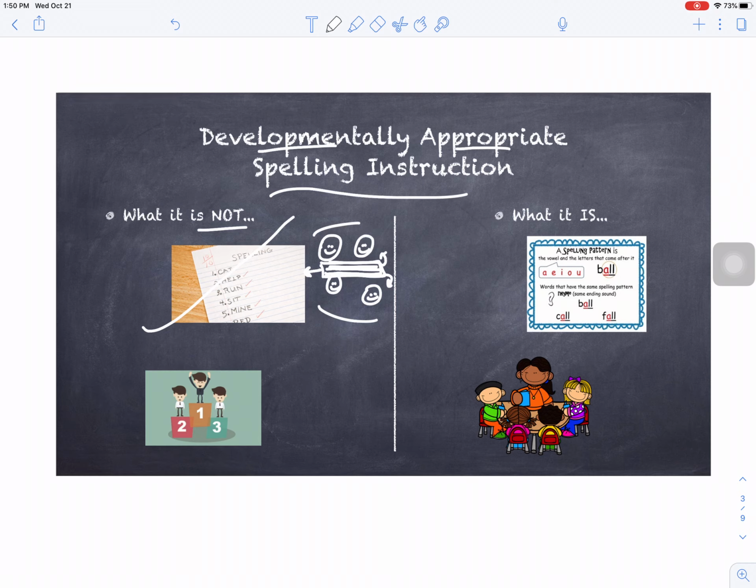We also don't want our spelling instruction to be competitive. We don't want students to be comparing their scores on a test to other scores.